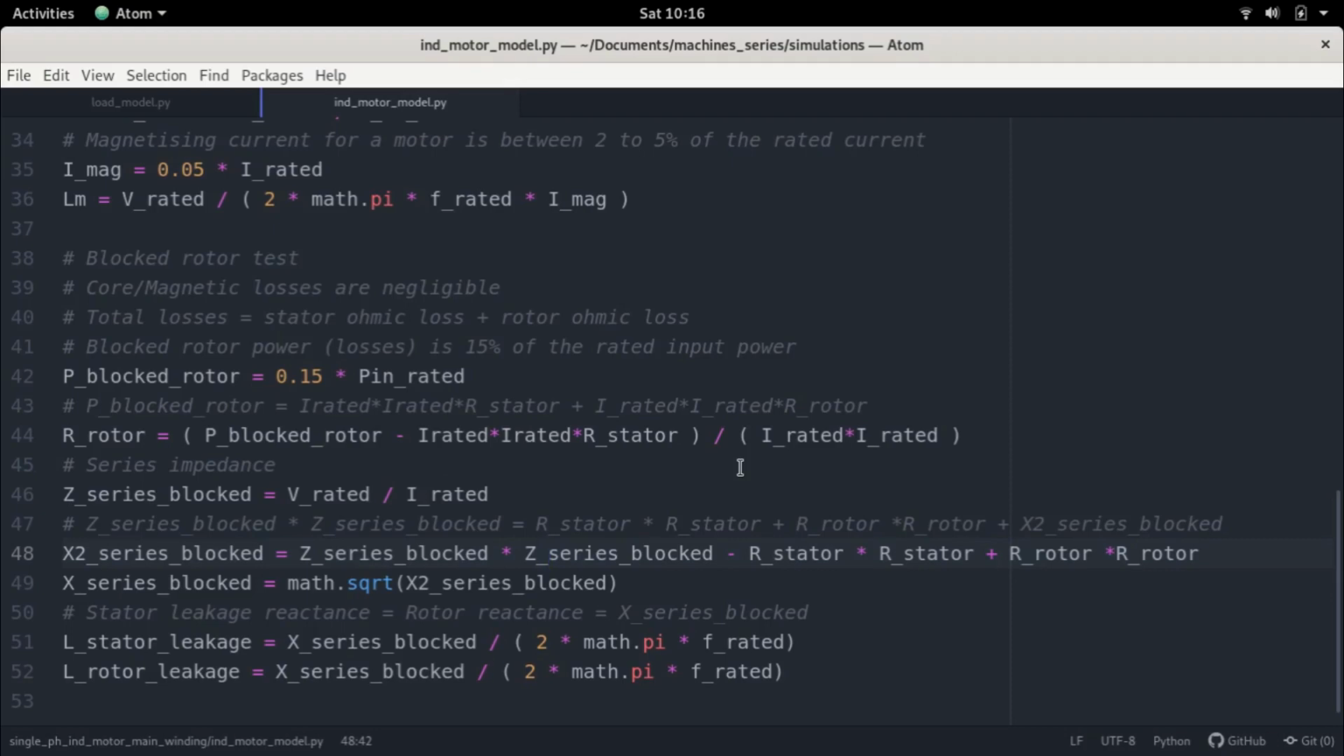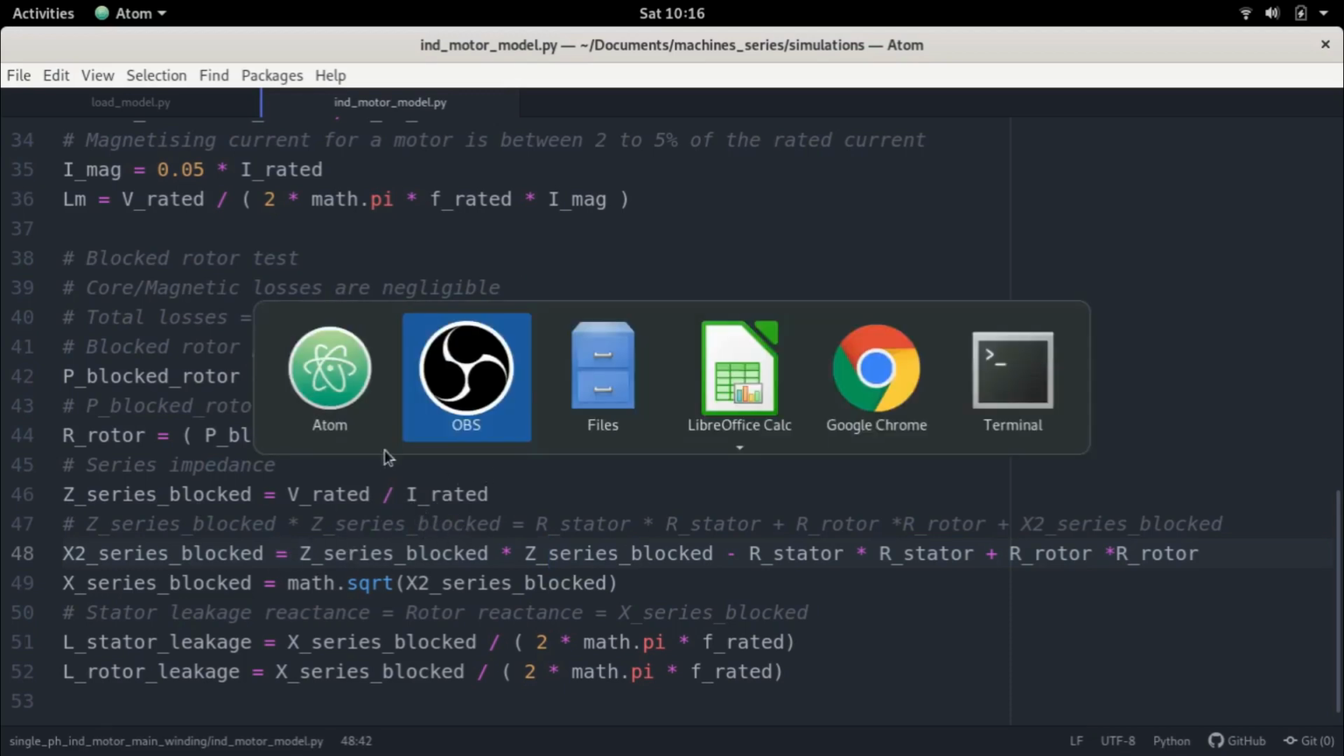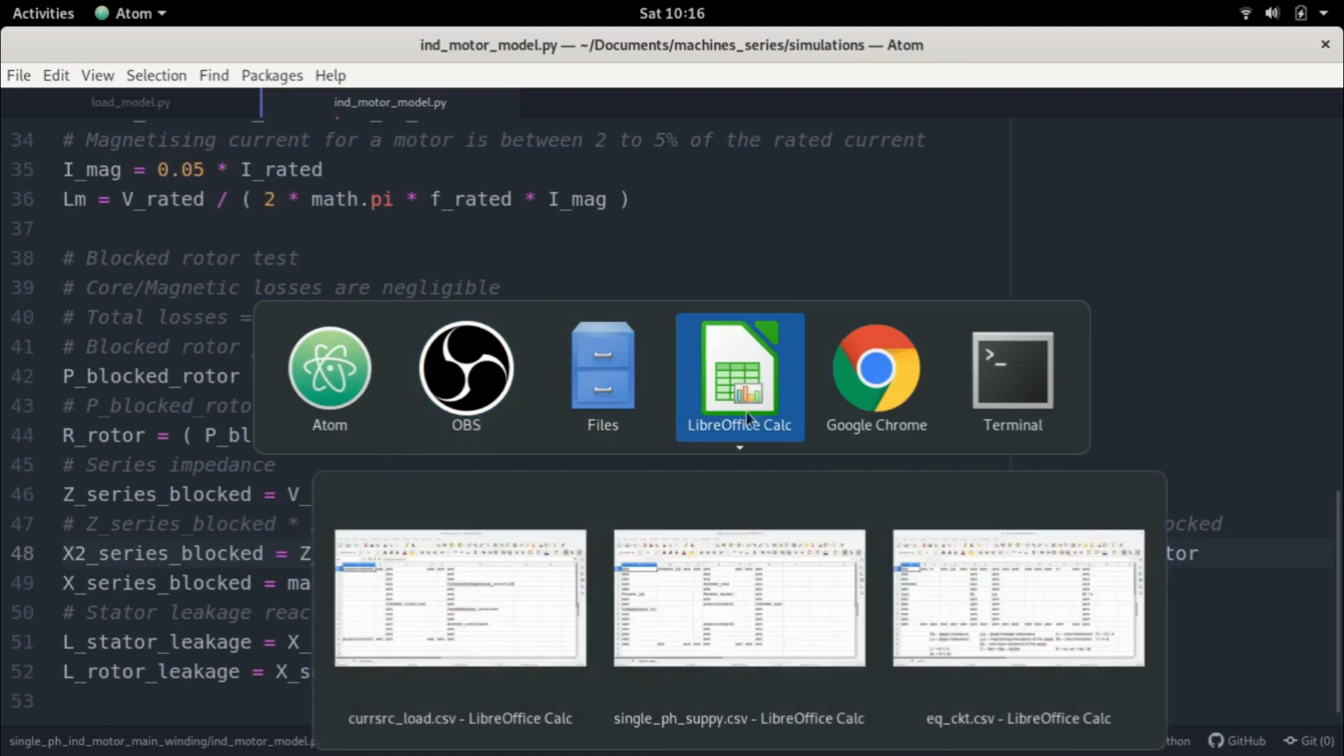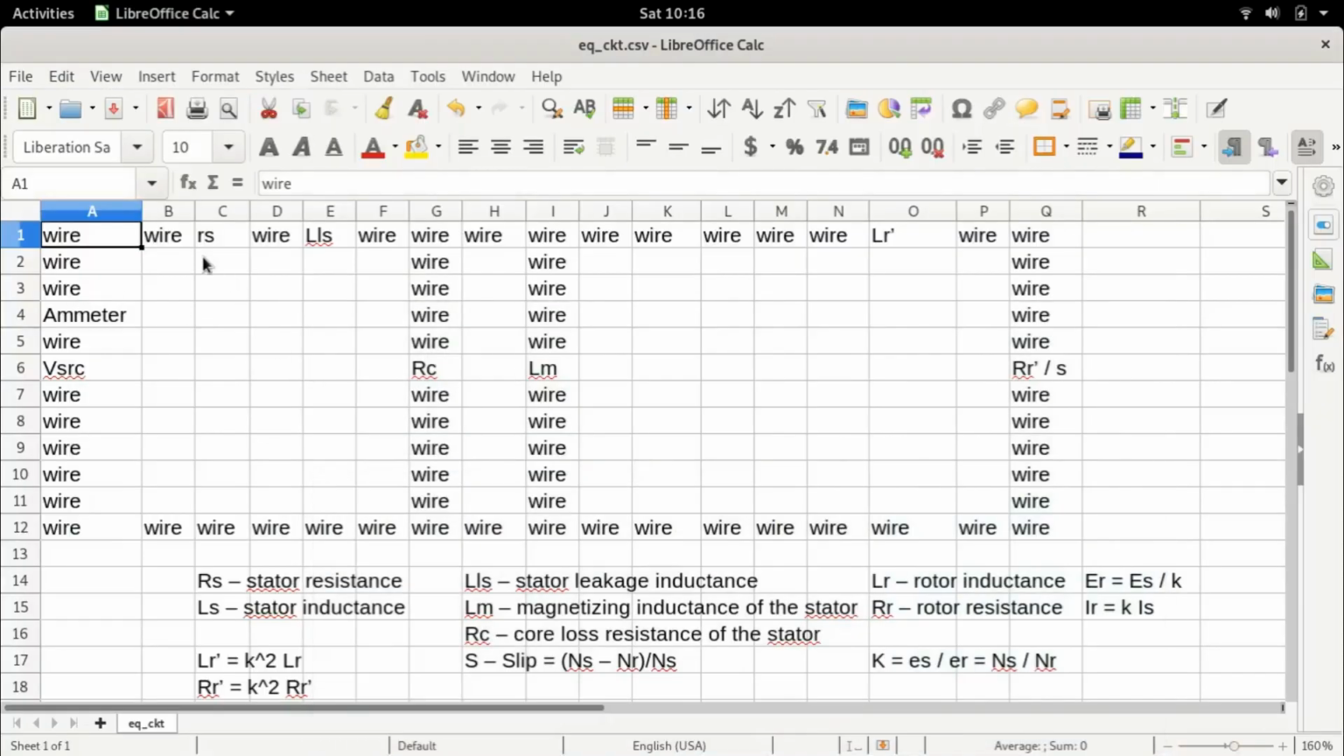Hello everyone and welcome back to this next lecture in the machine simulation series, and this is where we had left off last week, where we had used the block rotor test to compute the remaining parameters of the equivalent circuit. So precisely what we were looking at was to compute all the parameters of this equivalent circuit that represents a single phase induction motor.